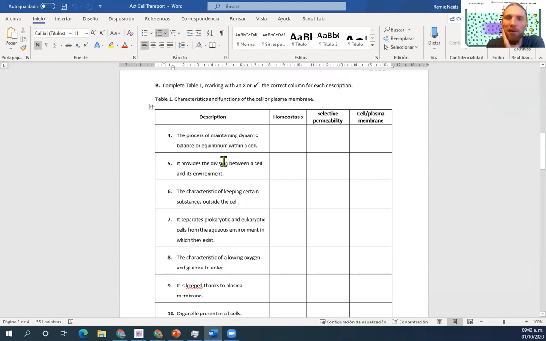So number 4, Ali, can you read this? The process of maintaining dynamic balance or equilibrium within a cell. What is that? I think it is homeostasis. Homeostasis, very good. Next one, Vanessa. It provides the connection between a cell and its environment. Okay, which one is that? The cell plasma membrane. Very good, it's the plasma membrane. Carlos, number 6.